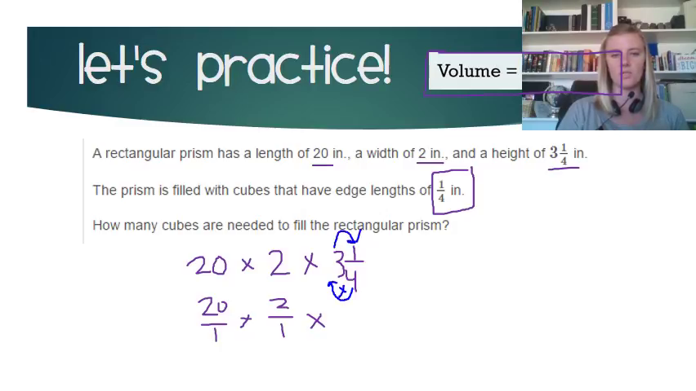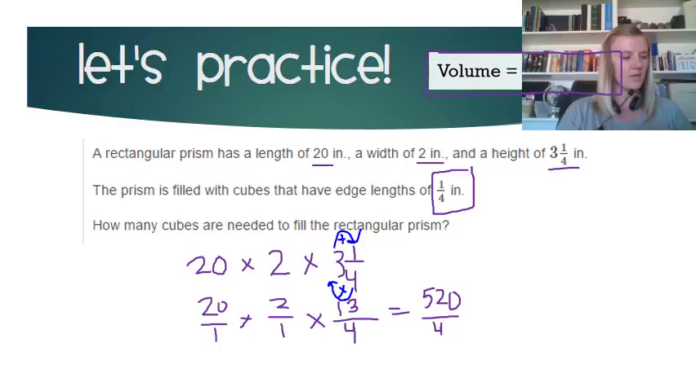So we're going to multiply 3 times 4 and then add 1. So 3 times 4 plus 1 is 13, and we keep the denominator the same. So we're going to multiply those. 20 times 2 is going to give me 40, and then we need to multiply by 13. So that would be 520. And then 1 times 1 times 4 is just going to leave me with a denominator of 4.